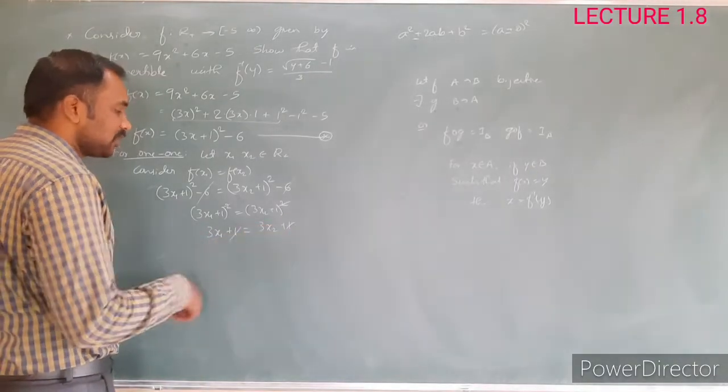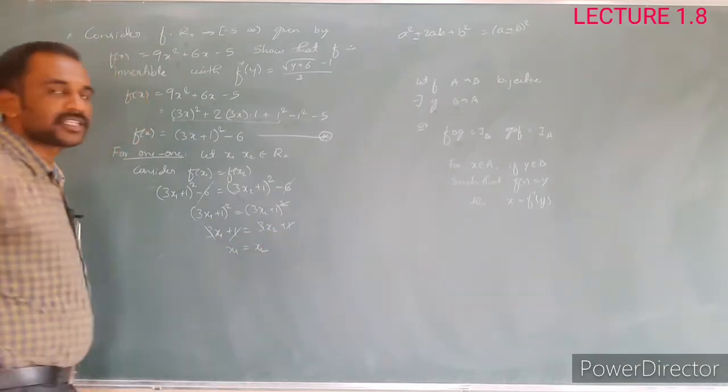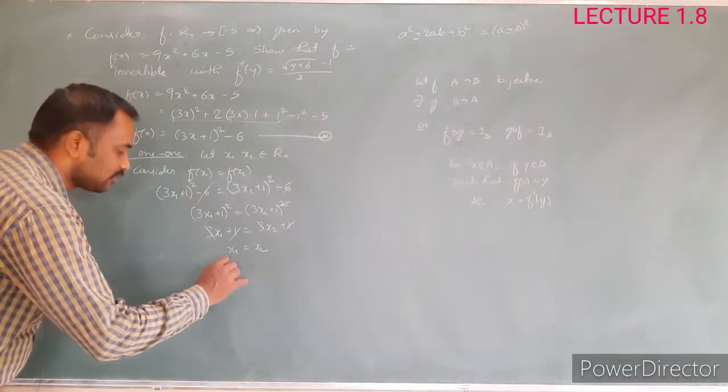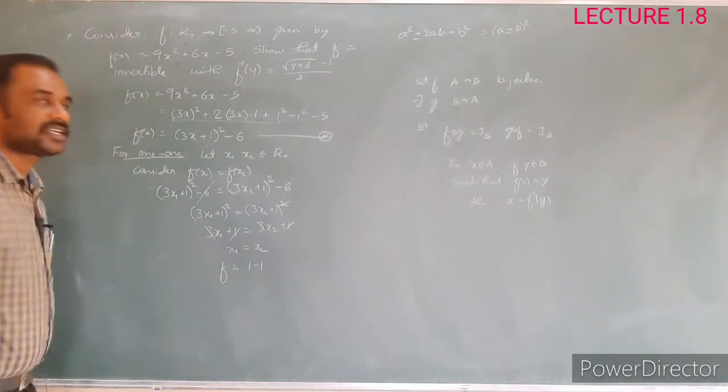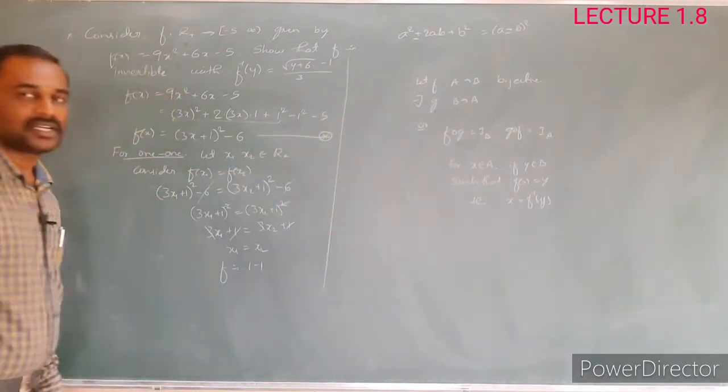Okay, now plus 1 and plus 1 get cancelled, and 3 gets cancelled. What is the final answer? x1 is equal to x2. Yes, we just got it. So we can say that f is one-one. Now the proof that f is one-one is over.